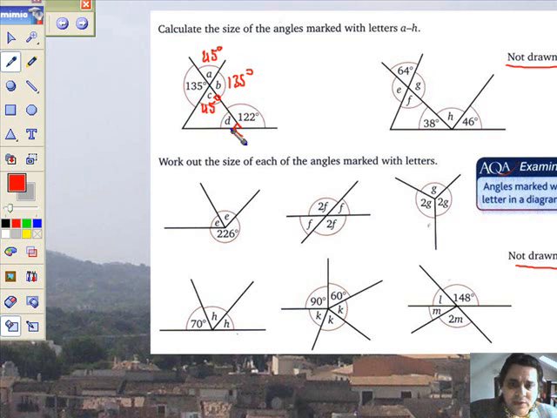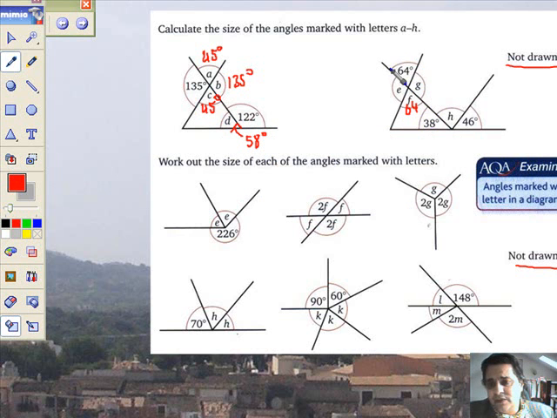Angle D, well, it's on a straight line with the 122. We just take that away from 180. 180 take away 122 gives us 58 degrees. That's all there is to it. Again, I'm not showing my working, but listen to what I'm saying though. Right, 64 for F is vertically opposite.